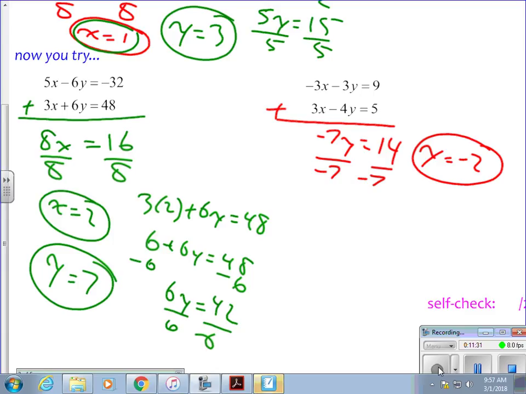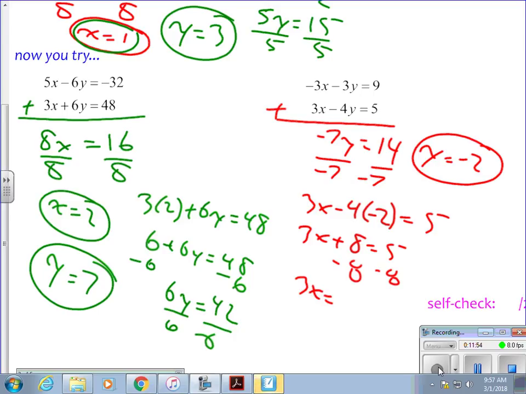I'm going to put it in the second equation because I have positive 3x. 3x minus 4 times negative 2 equals 5. So I get 3x plus 8 equals 5, because negative 4 times negative 2 gives me positive 8. Subtract 8. 3x equals negative 3. Divide by 3. And x equals negative 1.